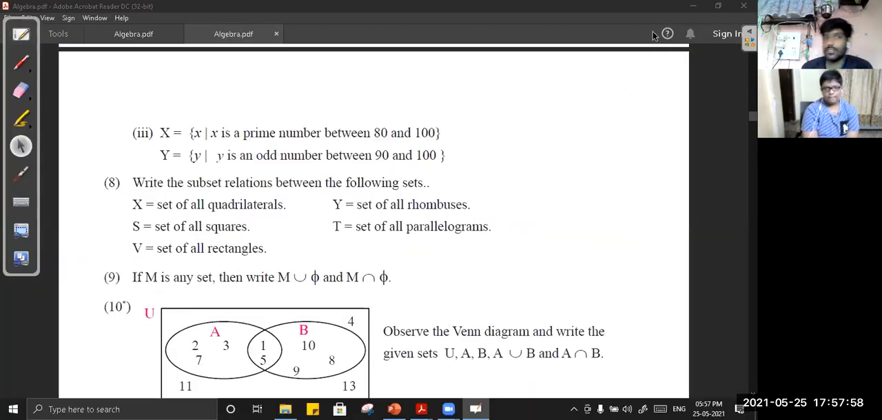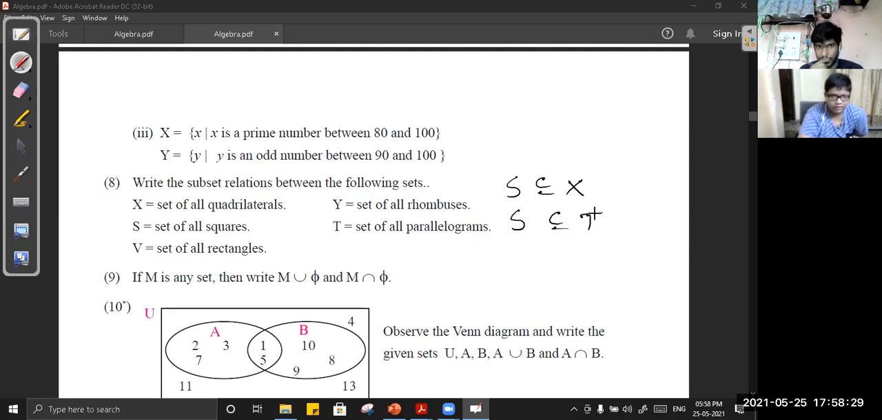Now coming back to this example, you will be able to tell me what is a subset of what. X is set of quadrilaterals, Y is set of rhombus, S is set of squares, T is set of parallelograms, B is set of rectangles. Now tell me, what is a subset of what? S is a subset of X and S is a subset of T. Correct.